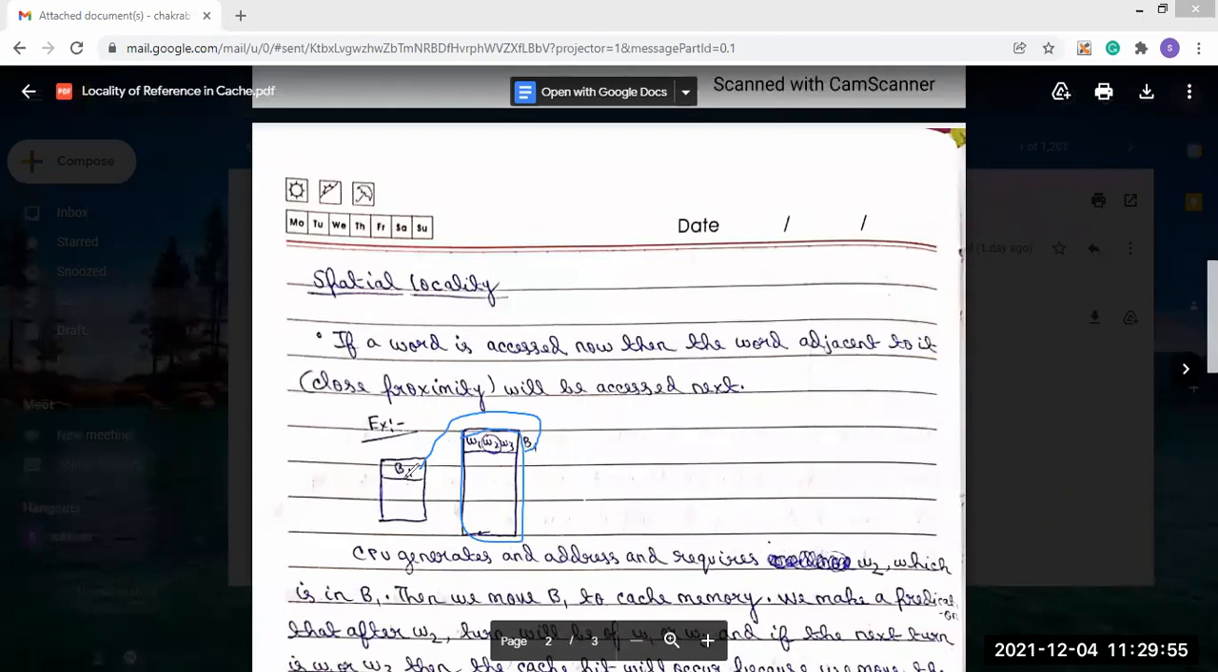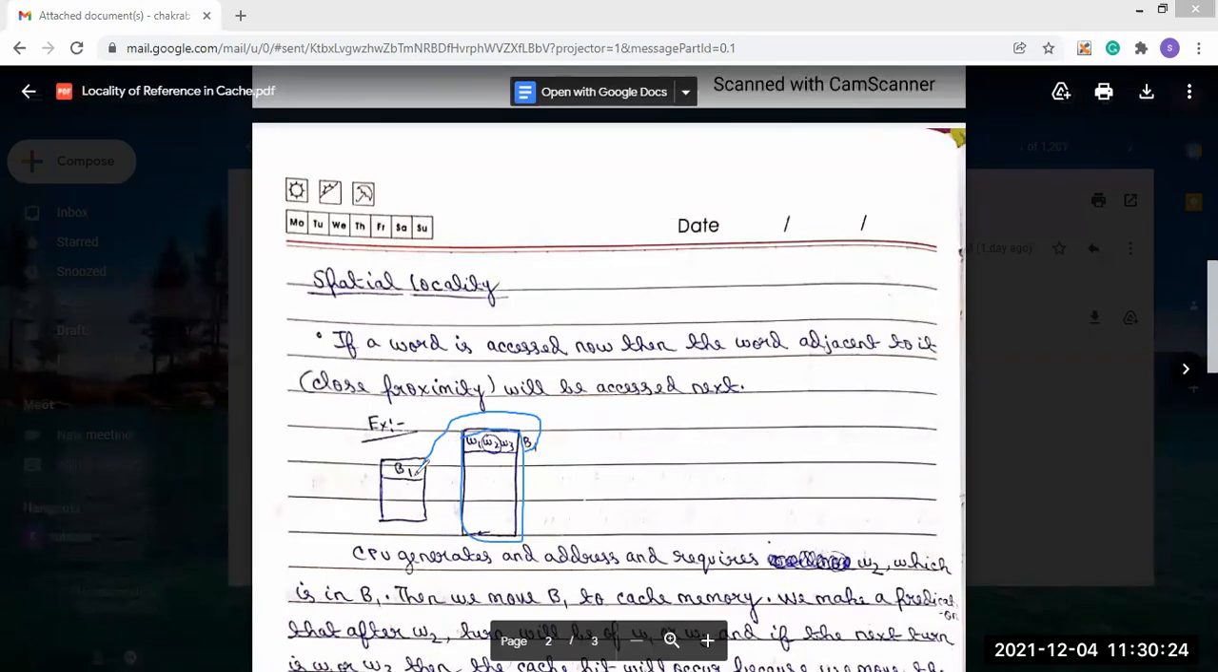Word number 1 and word number 3. So the next turn will come to them. So what will the CPU do? After accessing word number 2, the CPU will access word number 1 or word number 3 in the next turn. That's why, if we move the whole block, then after accessing word number 2, word number 1 and word number 3 will be accessed.